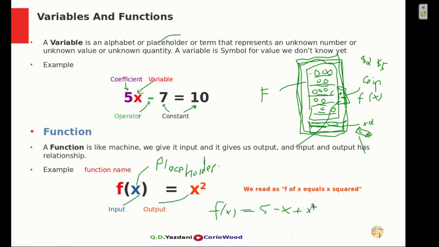You put an x, and I tell you this is also a function, and this is a placeholder. There is a constant here, there is a variable here, there is a square here. So this is another type of function. All right, so I'll show you another way.